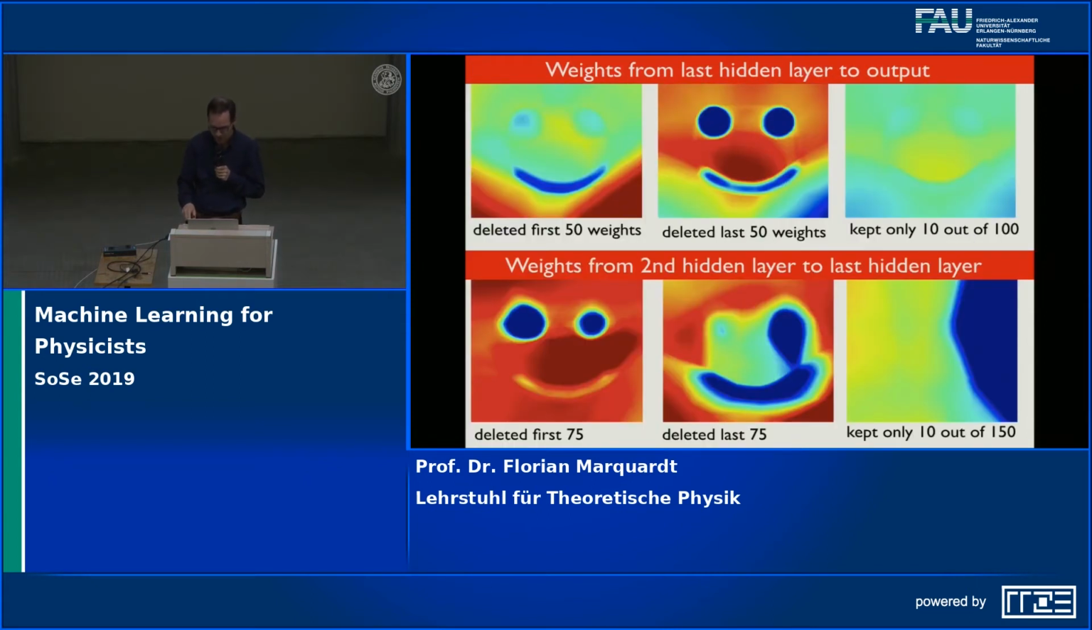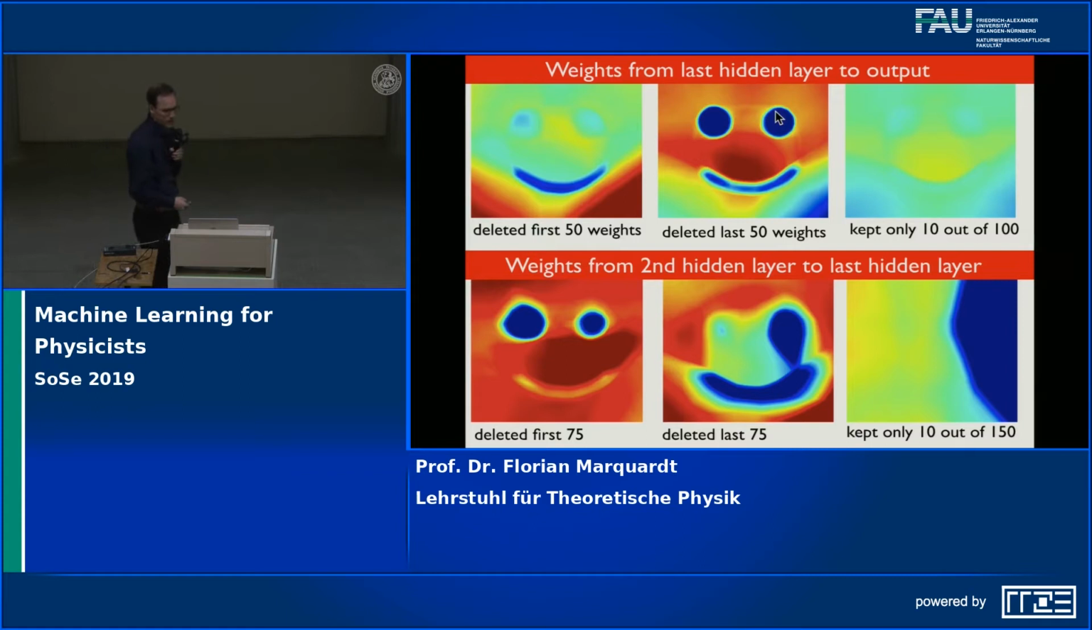Okay. So the last hidden layer was already pretty good. This is another numerical experiment. This is when I, again, look at the connections between the last hidden layer and the output. But now I don't only switch on one of the connections, but for example, I delete some of the weights, deleted the first 50 of these weights, deleted the last 50 weights, and so on. And you see, as expected from the pictures we just saw, I get pretty good representations.